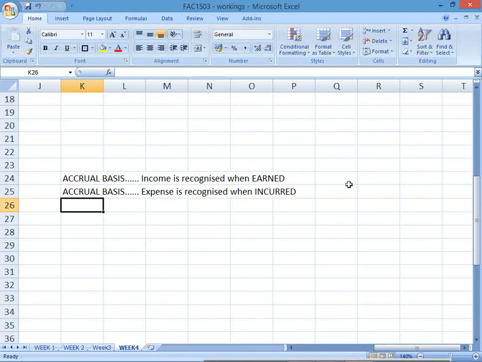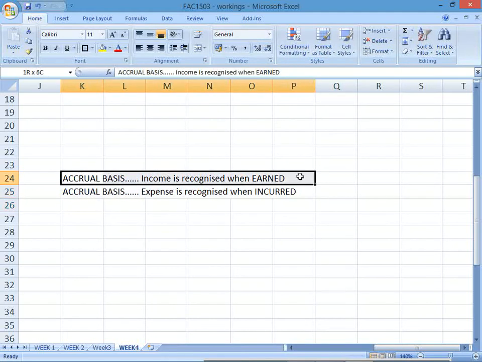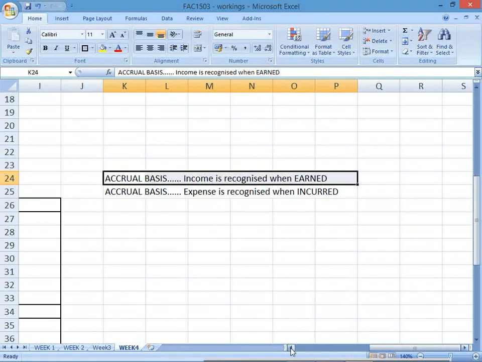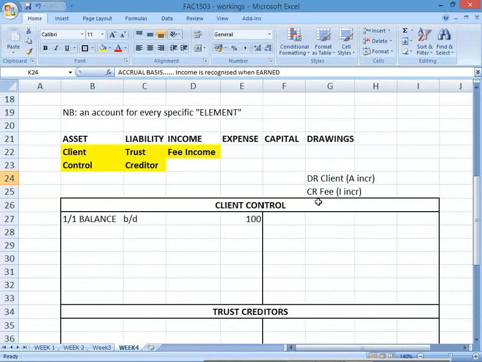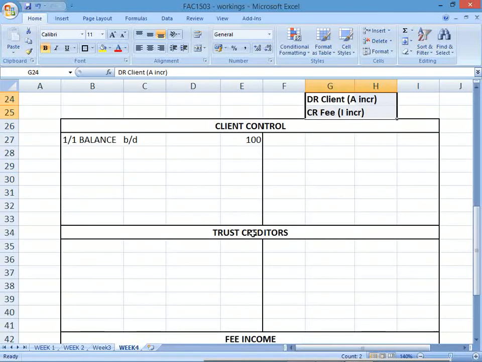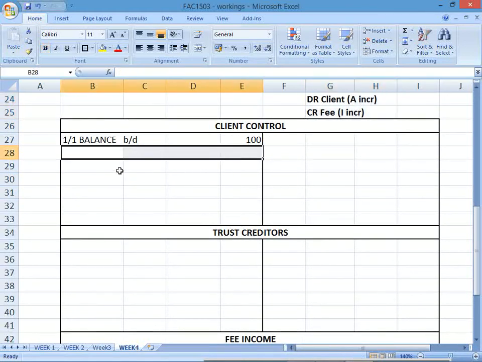The accrual basis. So let's use an example here. Income is earned. Have I earned income? Yes. There's the earning of income. Your client is being charged a fee. Your client hasn't paid you. So what are we going to do? We're going to increase the assets and we're going to increase the income.